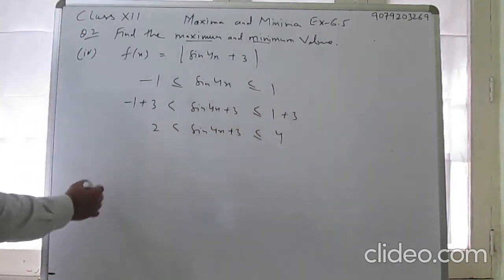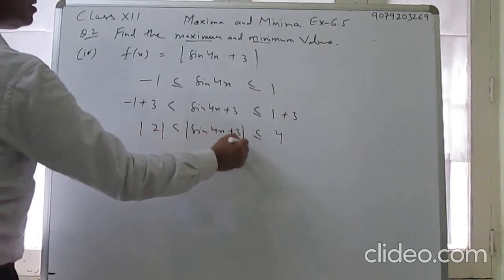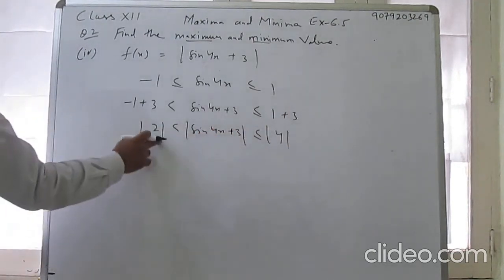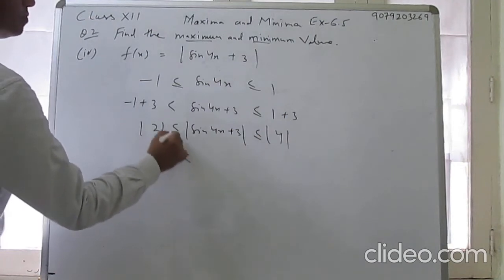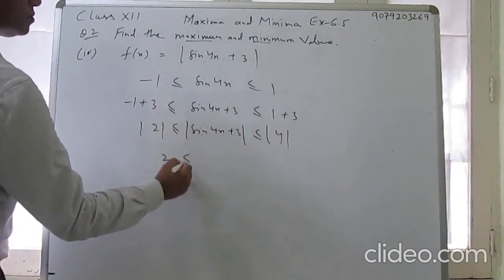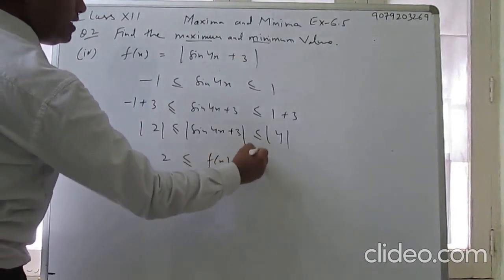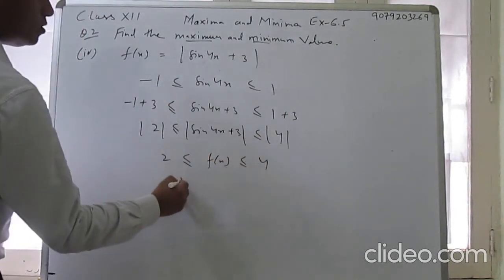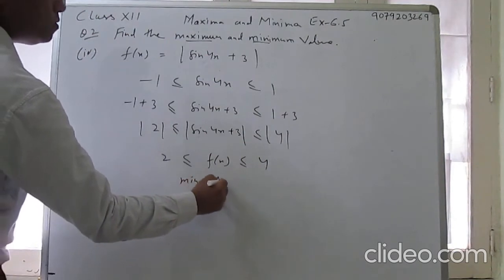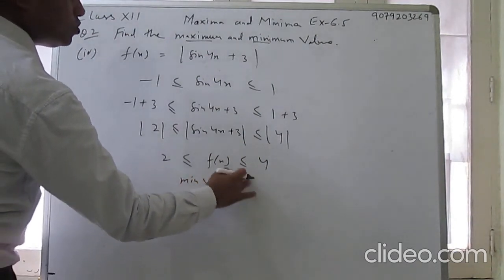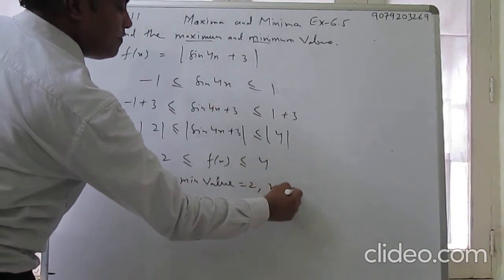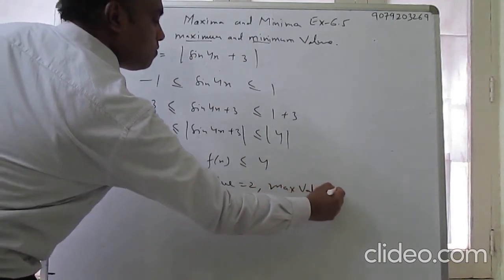Taking modulus on both sides. So it is modulus of 2 is 2, it is f(x), and it is 4. So minimum value is 2, maximum value is 4.